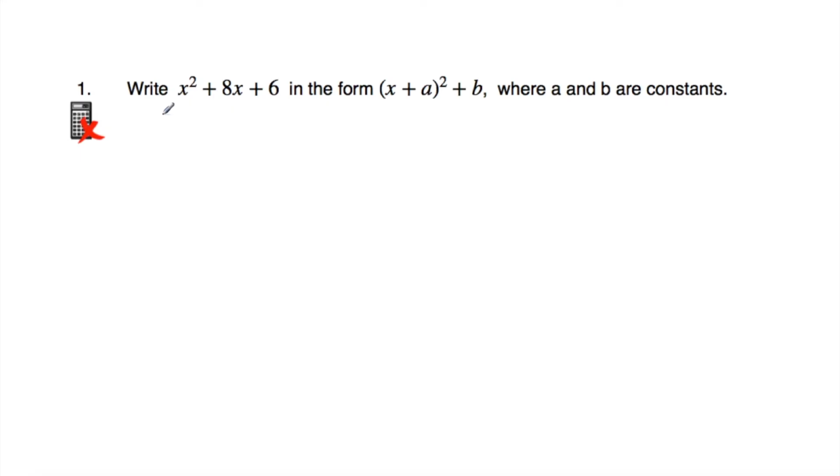Okay, question number one. We've been asked to write x squared plus 8x plus 6 in the form of (x plus a) squared plus b, where a and b are constants. So in other words, we need to do completing the square to this quadratic.